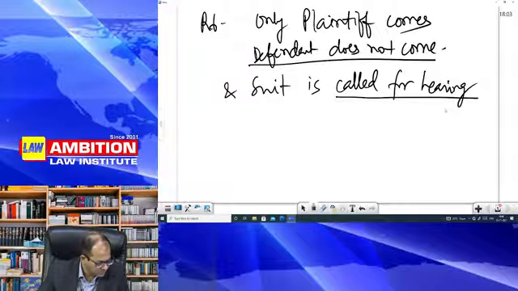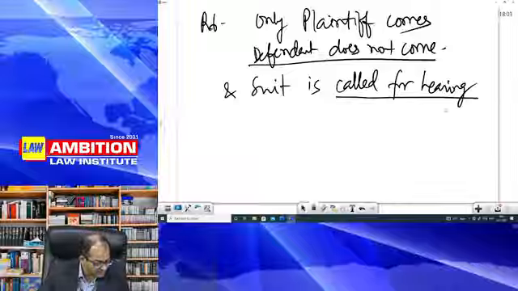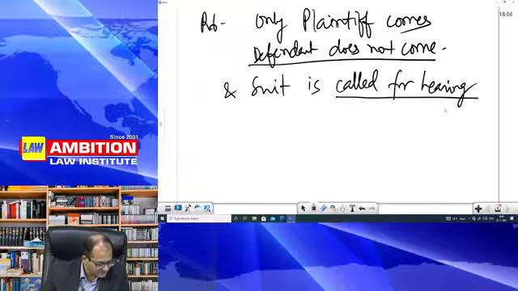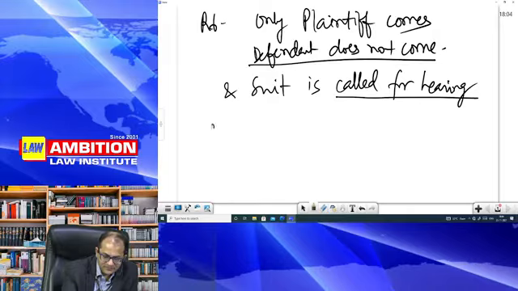When summons not duly served, there may be a requirement of service again, so we have written second service. And when summons served but not in due time, they will give the time. So there are various situations.